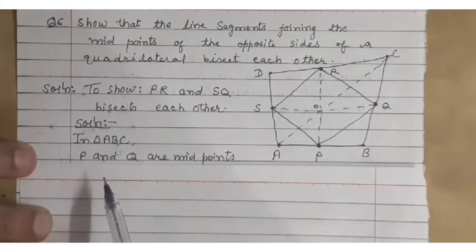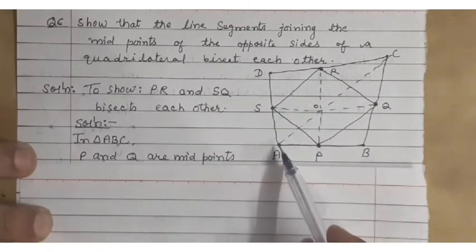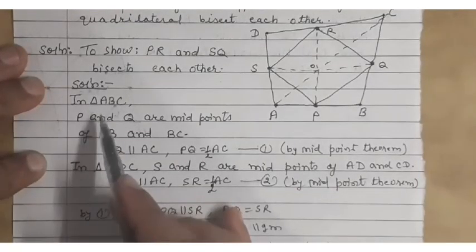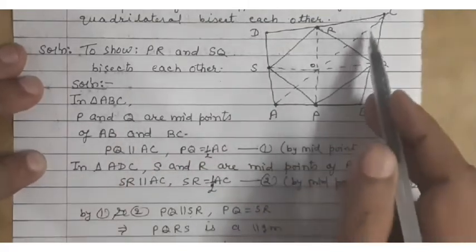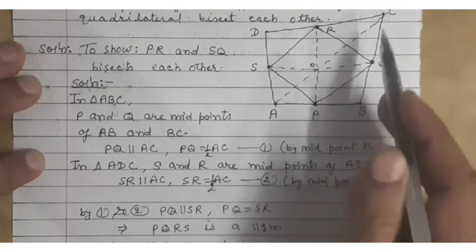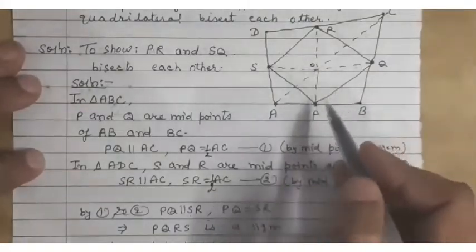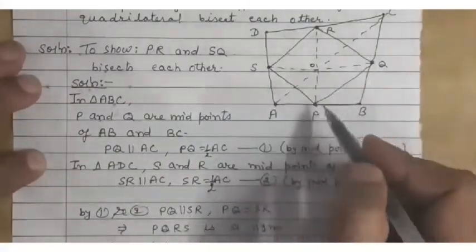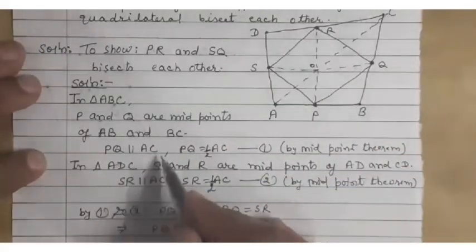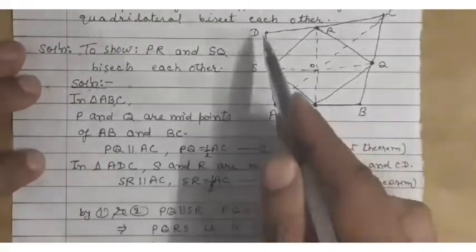I am taking the midpoints. I am taking one triangle ABC, and I will take triangle ADC. In triangle ABC, which 2 points are given to you? P and Q are the midpoints of AB and BC. So PQ and AC will be parallel. And what we can say? PQ is equal to half of AC and PQ is parallel to AC. And what is the reason? By midpoint theorem.